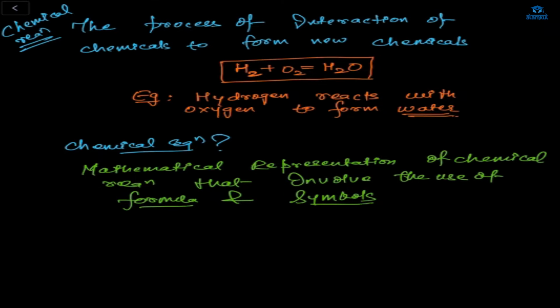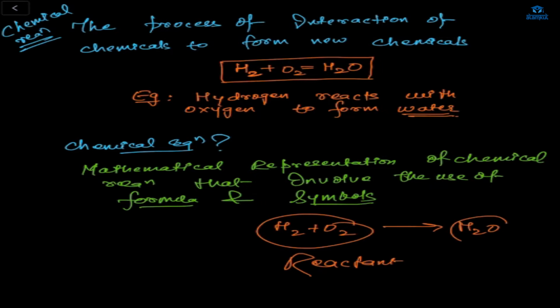Now, what is an example of this? Mg plus O2 gives MgO. So this is my reactant and this is my product.